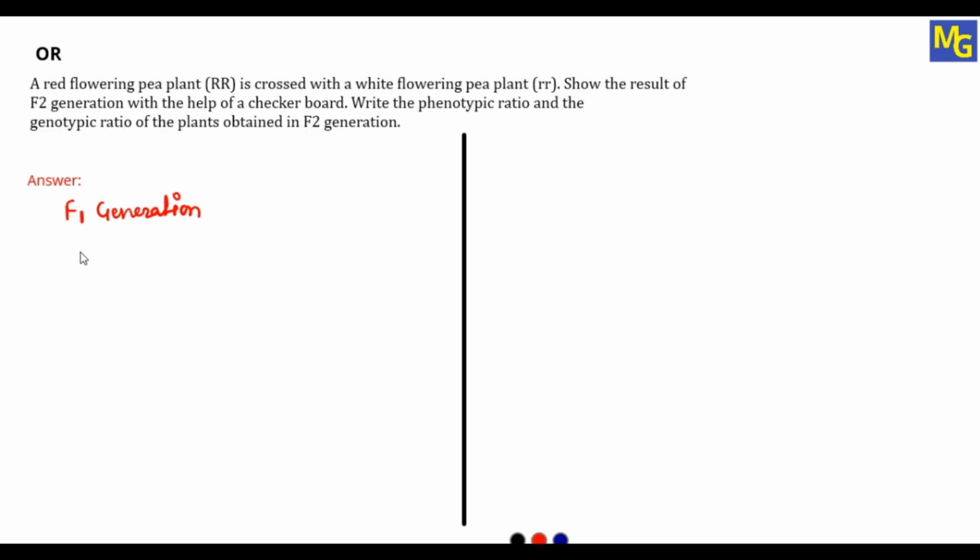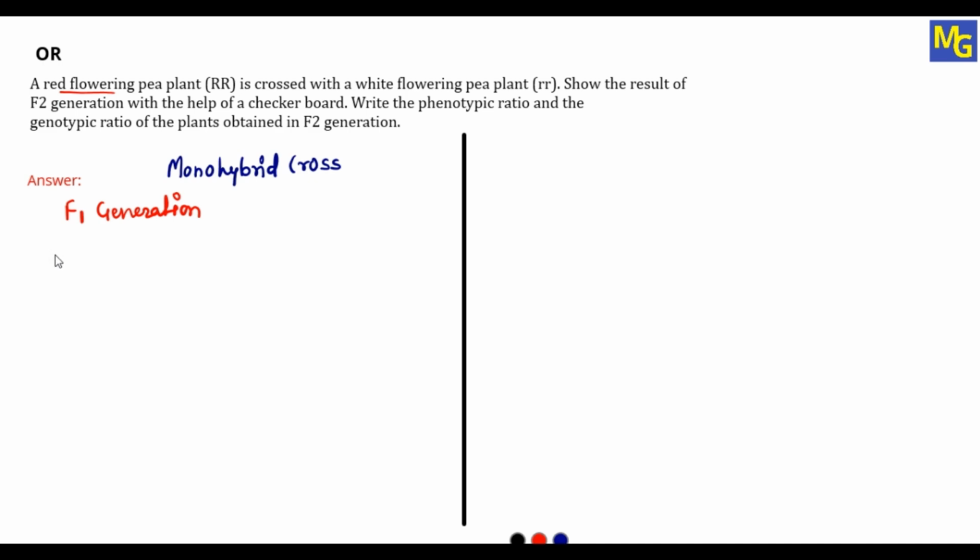So they have asked about the red flowering plant. If you focus on the question, they have used only one character, that is the color of the plant. So it is a monohybrid cross. That also we can write here. Mono means single. Only a single character is considered. That's why it is called a monohybrid cross. So we will start with the F1 generation.